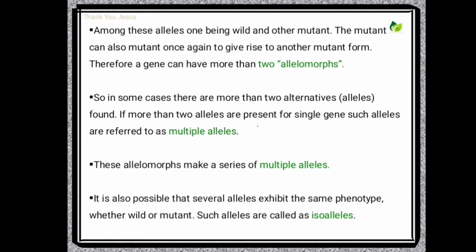It is also possible that several alleles exhibit the same phenotype, whether wild or mutant. Such alleles are called isoalleles. Several alleles exhibit the same phenotype. Such type of alleles are called isoalleles.